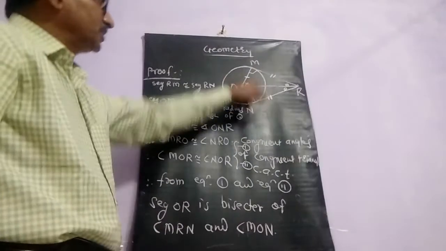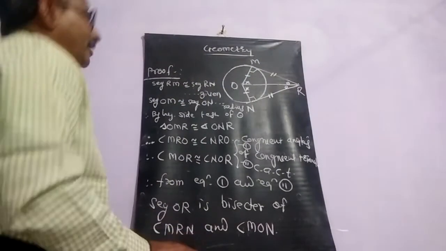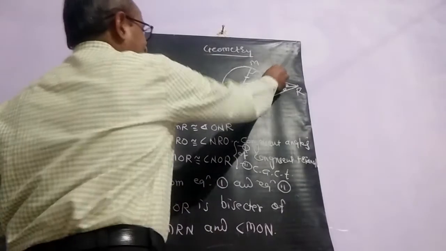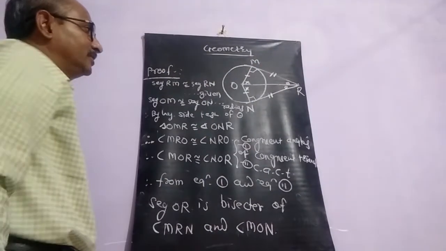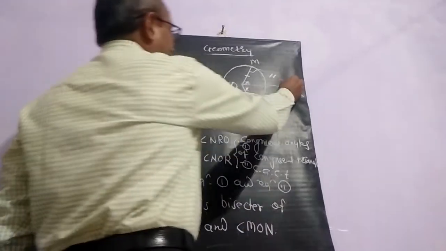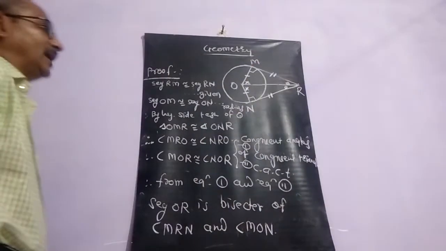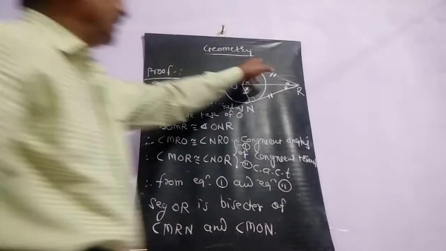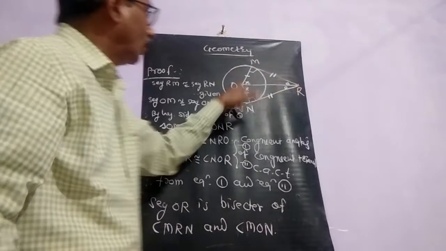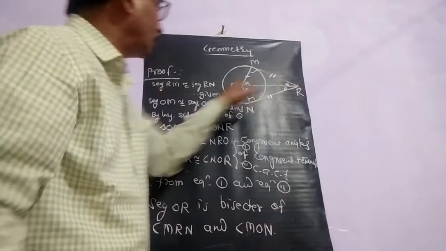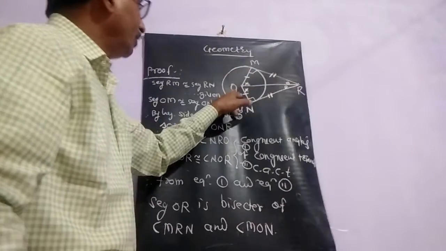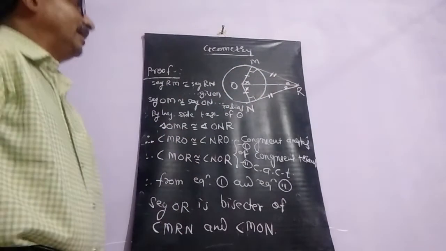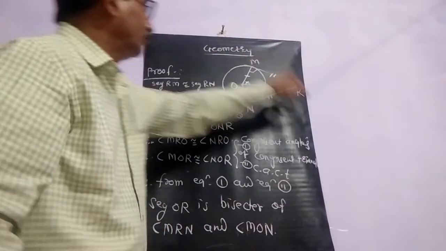We have to consider these two triangles. By the hypotenuse side test, these two triangles are congruent because they are right angle triangles. And so the remaining parts of both the triangles are also congruent. And so angle MRO and angle NRO, both angles are congruent, and so RO is the angle bisector of angle MRN.